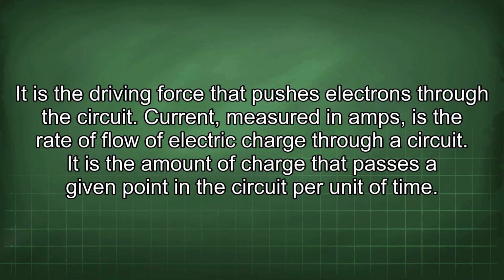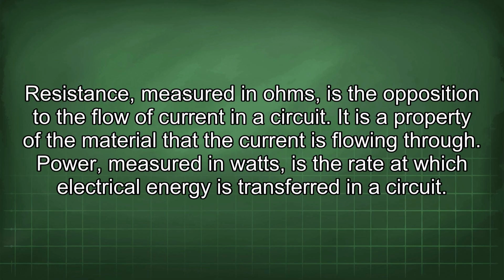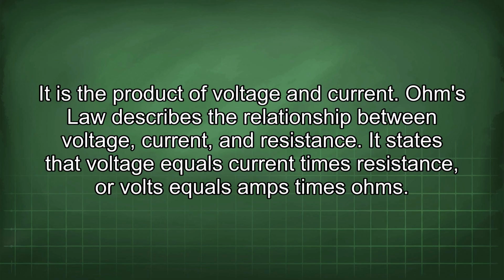Current, measured in amps, is the rate of flow of electric charge through a circuit. It is the amount of charge that passes a given point in the circuit per unit of time. Resistance, measured in ohms, is the opposition to the flow of current in a circuit. It is a property of the material that the current is flowing through. Power, measured in watts, is the rate at which electrical energy is transferred in a circuit. It is the product of voltage and current.